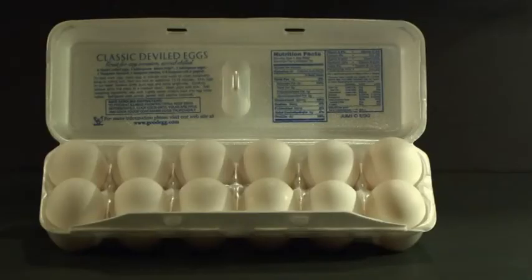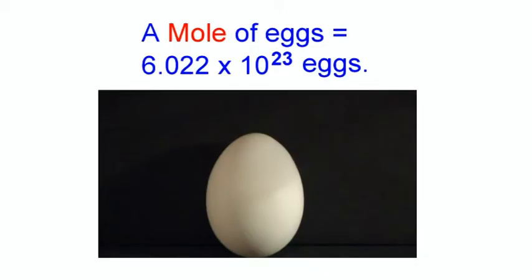We usually think of buying eggs by the dozen, which means 12 eggs. 2, 4, 6, 8, 10, 12. 12 eggs in the carton. We really can't think in terms of buying a mole of eggs, but if we could, the carton would have to hold 6.022 times 10 to the 23rd eggs. That's enough eggs to feed everyone on Earth 3 meals a day for millions of years.